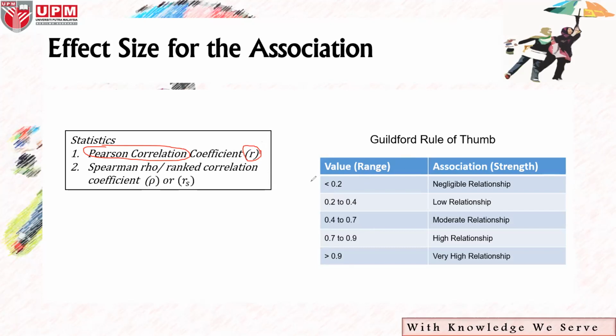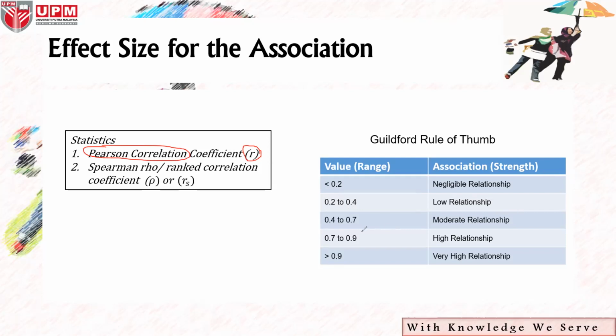The first one, if the r value is lesser than 0.2, the association is considered to be negligible or very low. Almost negligible, boleh diabaikan. If the correlation coefficient value ranges from 0.2 to 0.4, remember 0.2, not 1, not 2, 0.2, the association is considered to be a low relationship.